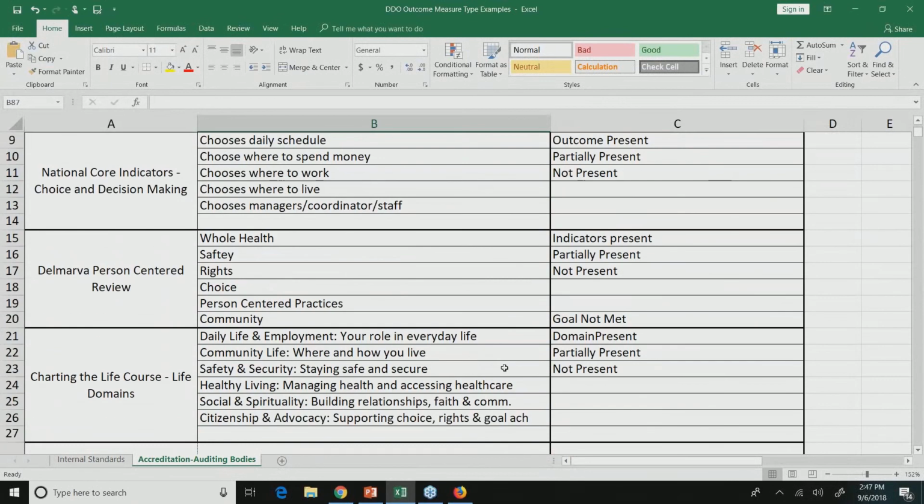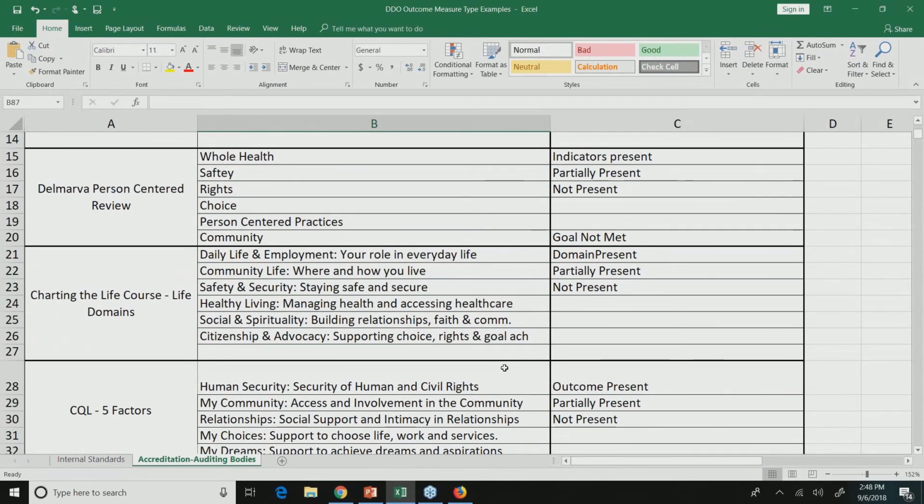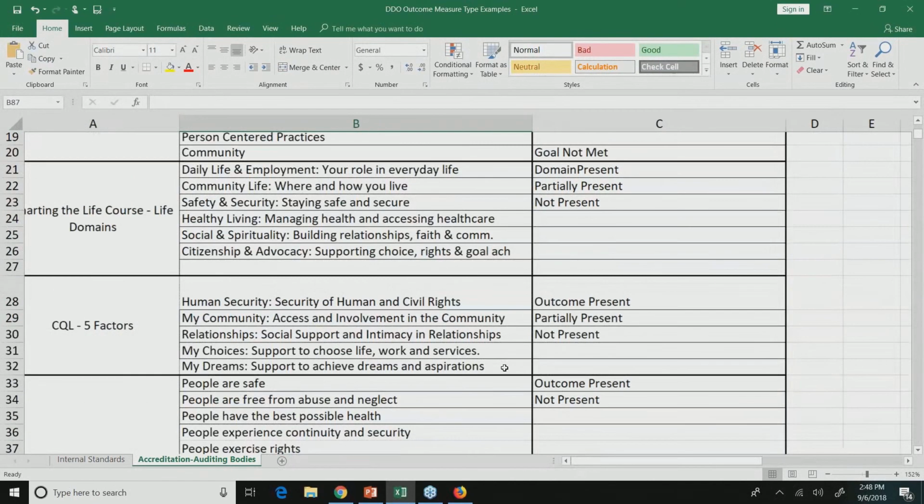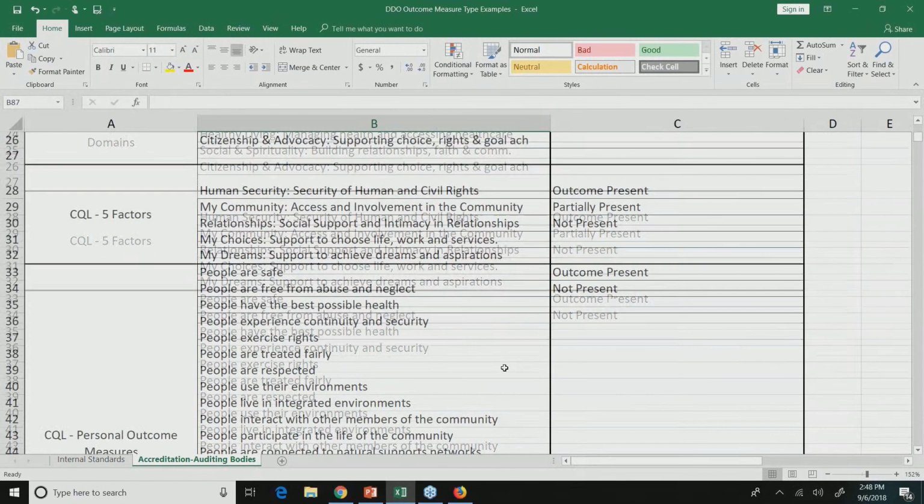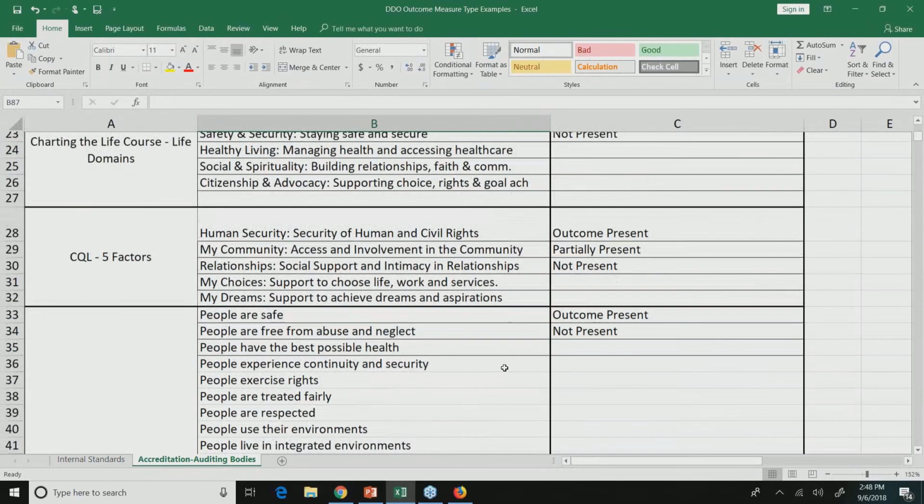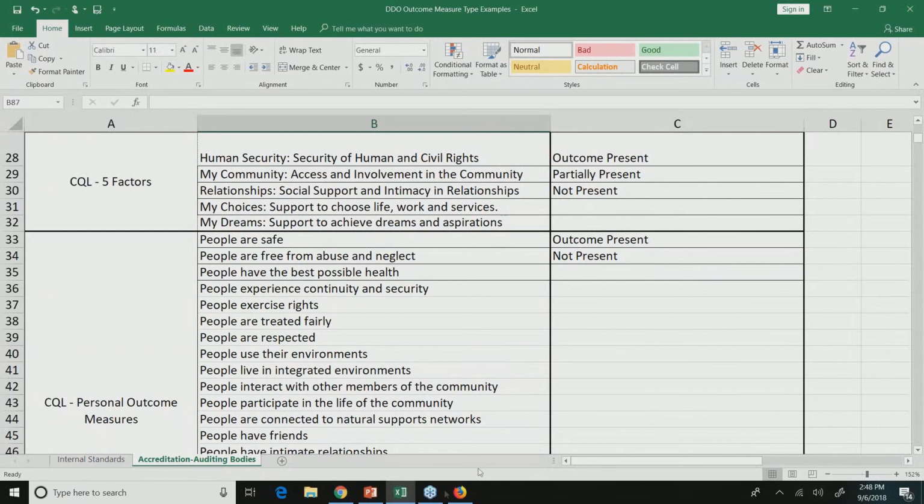For a Delmarva person-centered review, maybe I want to be able to see the areas of whole health, safety, rights, choice, person-centered practices, and community. Charting the life course, if we're looking at those life domains, maybe I want to see daily life and employment, community life, safety and security, healthy living, social and spirituality, that they're building relationships, faith and community, and citizenship and advocacy. So as you can see, there's many different ways that you can actually pull in this information and create it within our system.